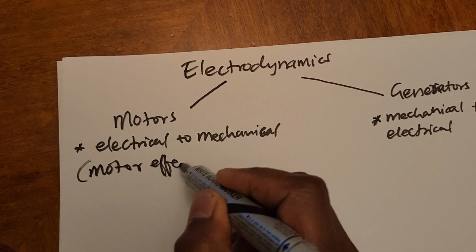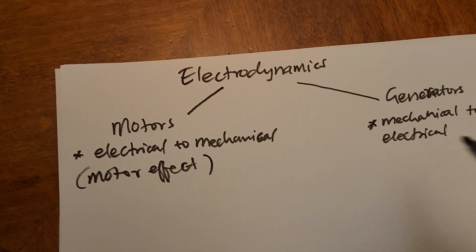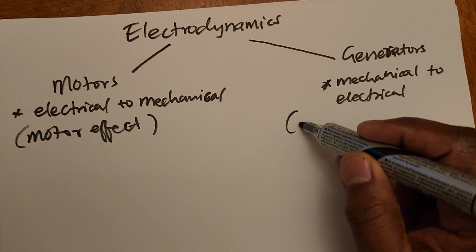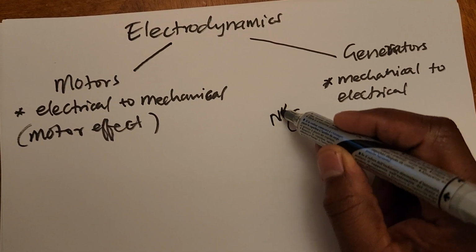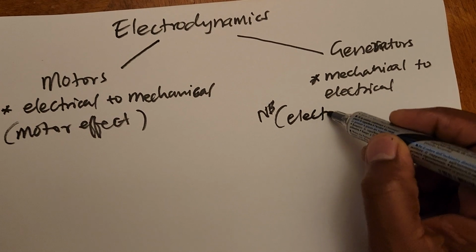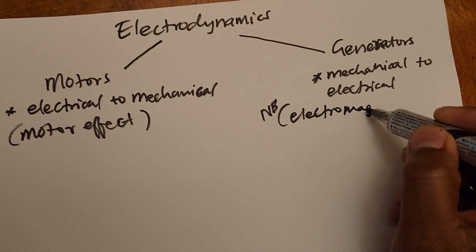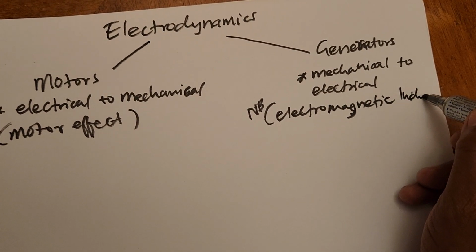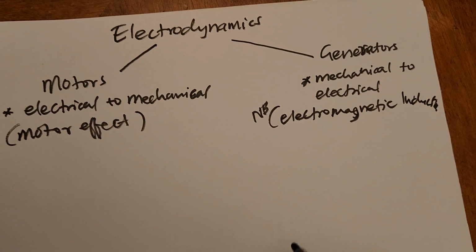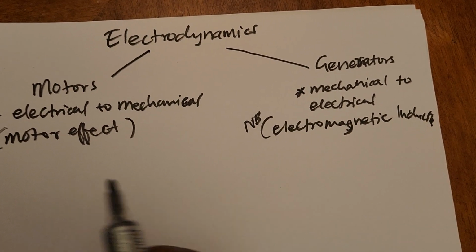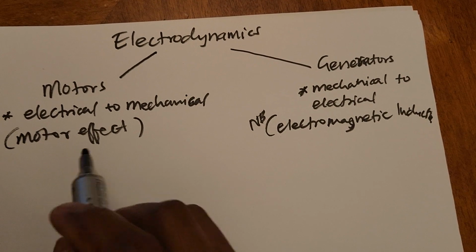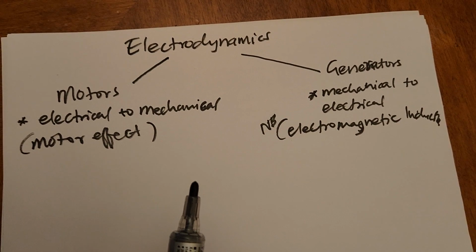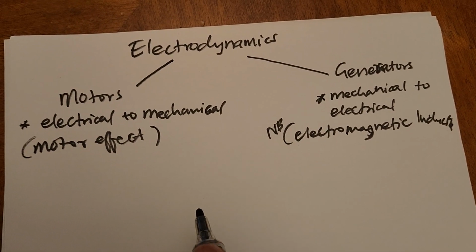Now, the principles that are used beside this energy conversion: the motors are using the motor effect, which is not examinable, and the generators are using electromagnetic induction. Very important. Electromagnetic induction. I will explain how these things work when we use Fleming's right hand and left hand rules.